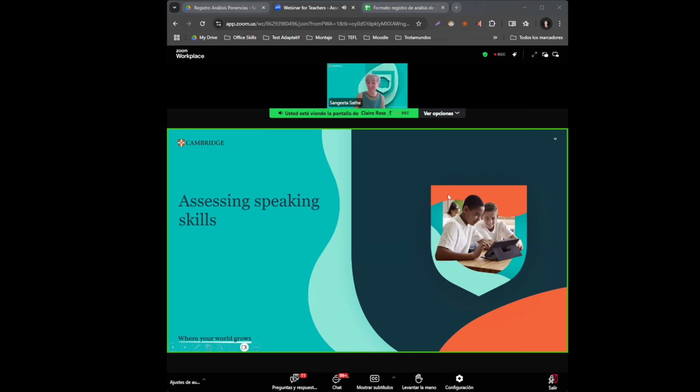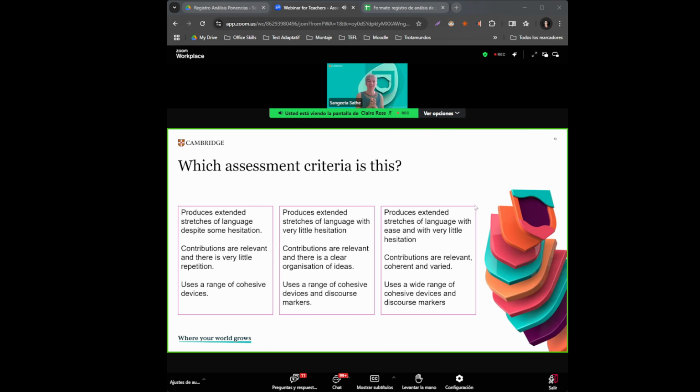Okay, so as Claire mentioned, we're going to look in a little bit more detail at one of the criteria. So have a look at the descriptions on your screen and tell me in the chat which assessment criteria is this. Is it grammar and vocabulary or grammatical resource, lexical resource? Is it discourse management, pronunciation, interactive communication, or global achievement? Have I included all the criteria there?